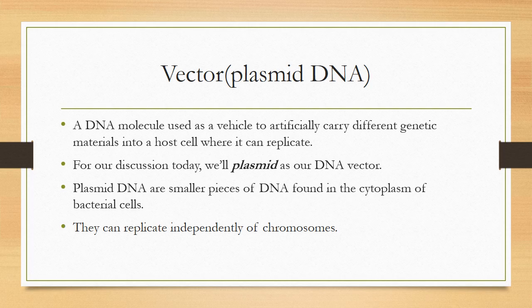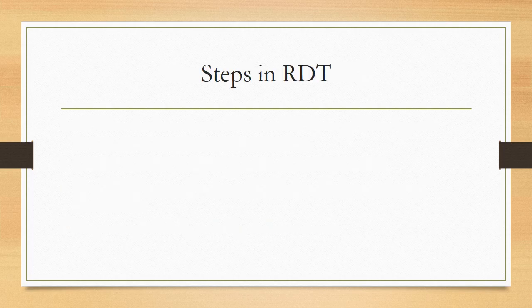What we do to this plasmid DNA is use our restriction enzymes to also cut some sequences, and these sequences are also palindromes. We cut some sequences so that we fix our gene of interest into this vector, and then we can safely introduce it into our host for replication. So let's now look at the steps in recombinant DNA technology.